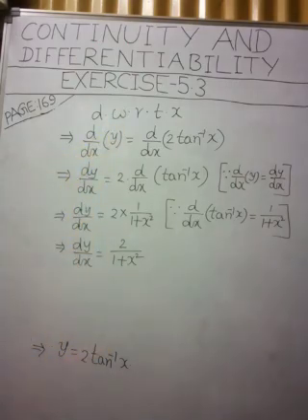Okay, my dear children, will you try the remaining questions? Question number 10, question number 11, question number 12, question number 13, question number 14, question number 15. We have to find out the suitable trigonometric substitution to get a trigonometric identity. Okay, my dear children, will you do the remaining questions in this exercise? Right.